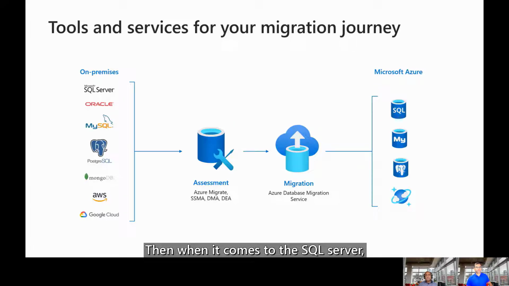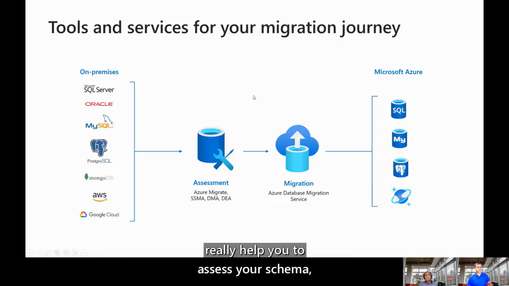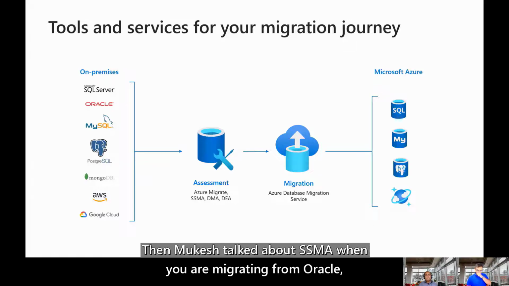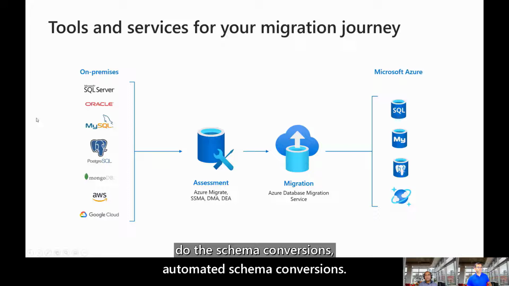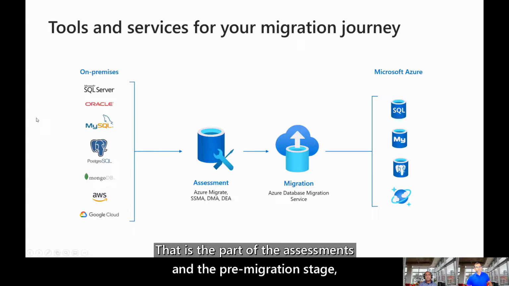And then when it comes to SQL Server, you are going to use the tool called Data Migration Assistant, which really helps you to assess your schema and the database layer of the application to see if there are any objects that you need to mitigate as part of your migration plan. And then Mukesh talked about SSMA, when you are migrating from Oracle, Sybase, DB2, that it really helps you do automated schema conversions, right? That is part of the assessment and pre-migration stage.